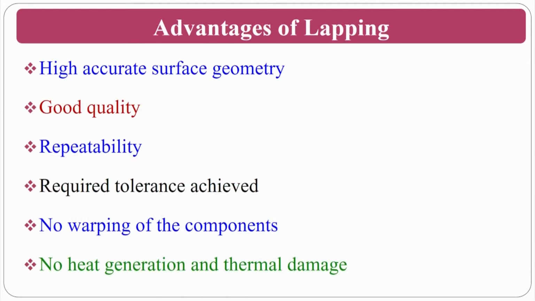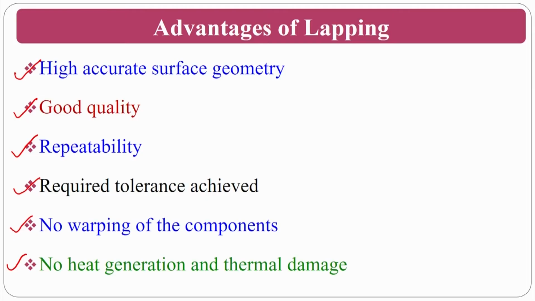So the advantages of lapping are high accuracy of the surface geometry and good quality, meaning the aesthetic appeal will be very good, repeatability will be very good, and you can achieve the required tolerances, with no warpage of the components. There is no warpage and no heat generation because there is continuous liquid presence, that means the medium is present. That's why there is no problem of heat generation in the lapping process. That's why most small, medium and large companies go for the lapping process for the polishing or finishing of any simple geometrical components.